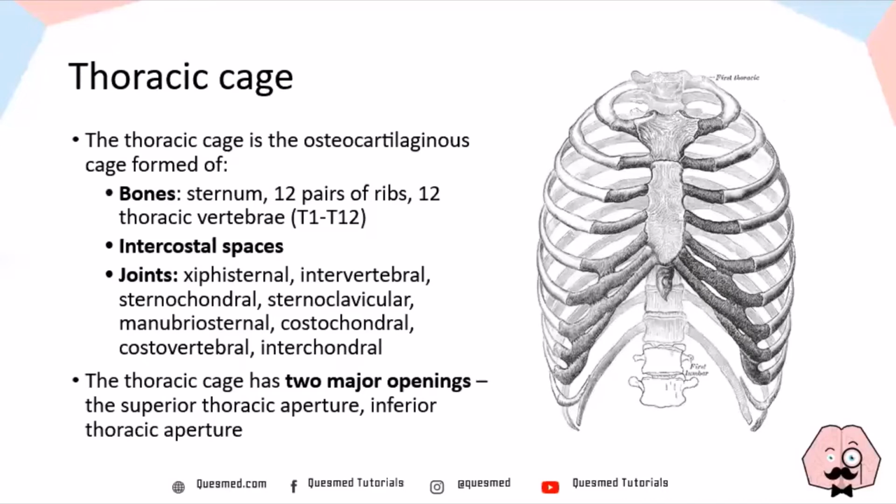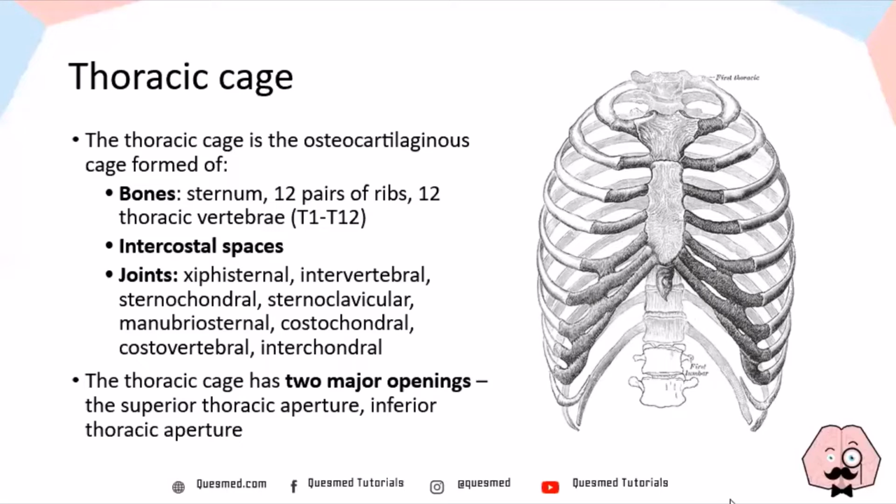So just to start with an overview of the thoracic cage, it's an osteocartilaginous cage which is formed of bones, intercostal spaces and joints. So in terms of the bones, as you can probably work out, the main bones are the thoracic vertebrae, the ribs, of which there are 12 pairs, and the sternum. Between the ribs, there are intercostal spaces, and there are a whole host of various joints that allow the thoracic cage to expand and contract.